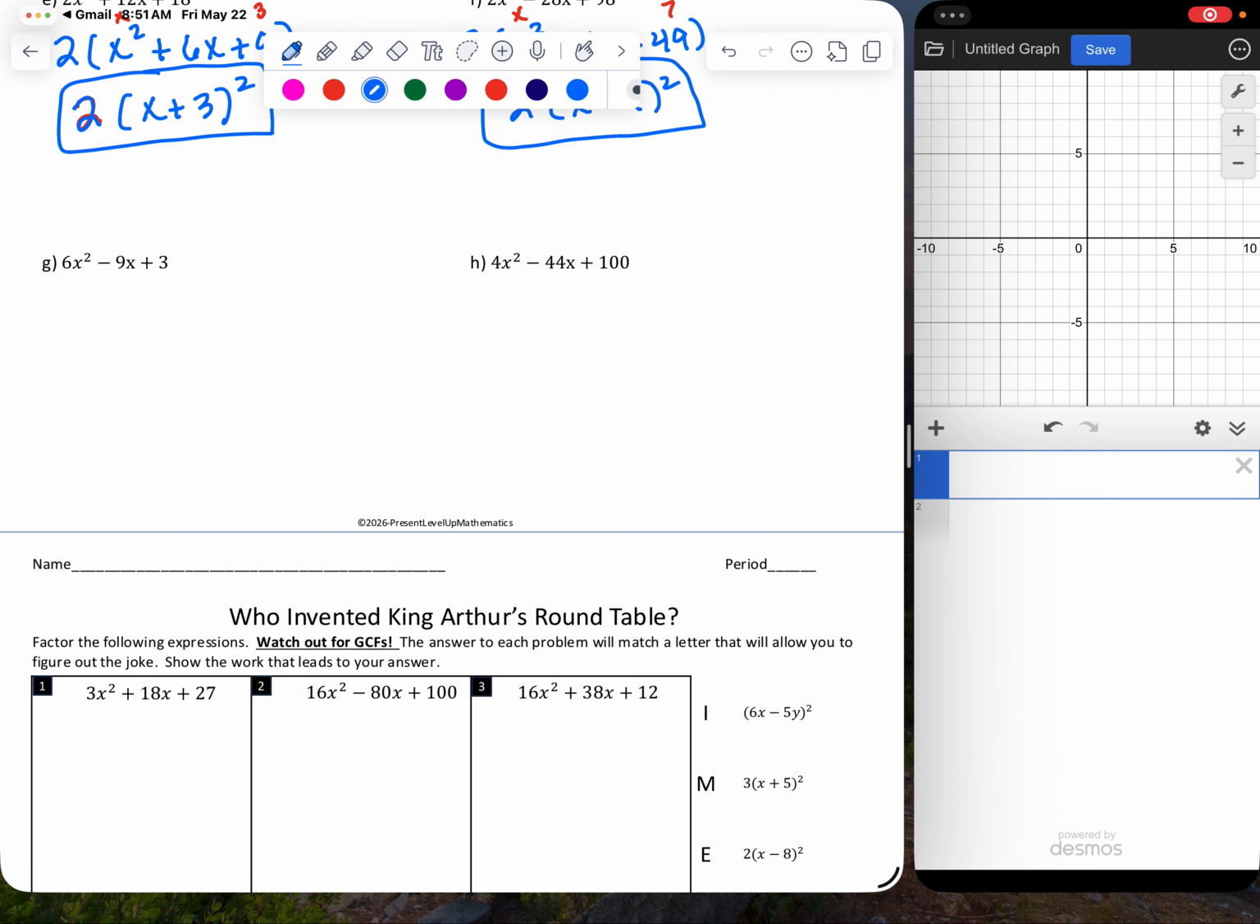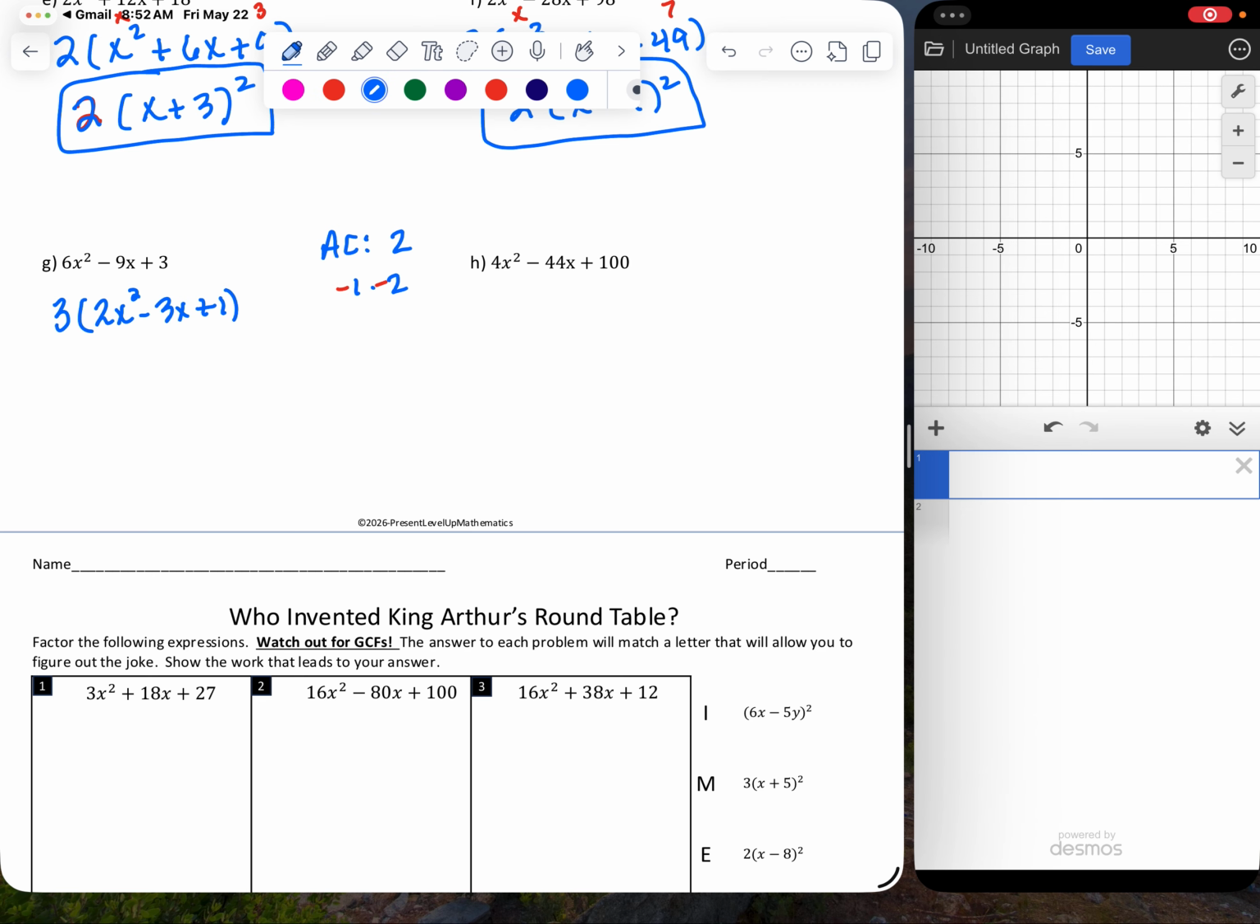Problem G. 6x squared minus 9x plus 3. We have a greatest common factor of 3. So that would leave me 2x squared minus 3x plus 1. Now, when I look here, 2x squared is not a perfect square. So we have to use some other method. We can't use our shortcut on this problem. So I'll use the AC method. So the AC, 2 times 1 is 2. The only two factors of 2 are 1 and 2. Could I use that 1 and 2 to get a 3? Yes, if I make them both negative.